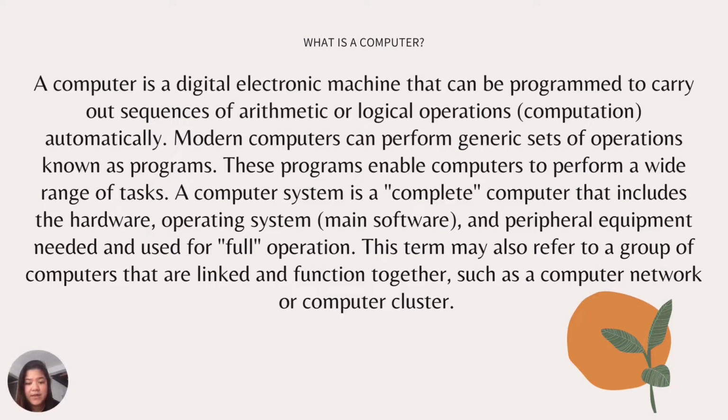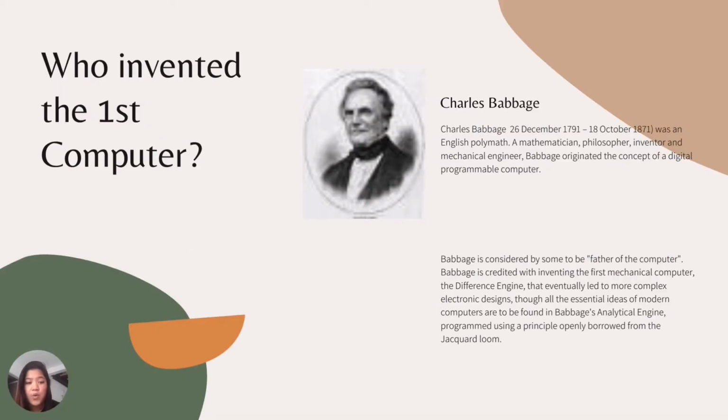A computer system is a complete computer that includes the hardware, operating system, or what we call the main software, and peripheral equipment needed and used for full operation. This term may also refer to a group of computers that are linked and function together, such as a computer network or computer cluster. So who invented the first computer?